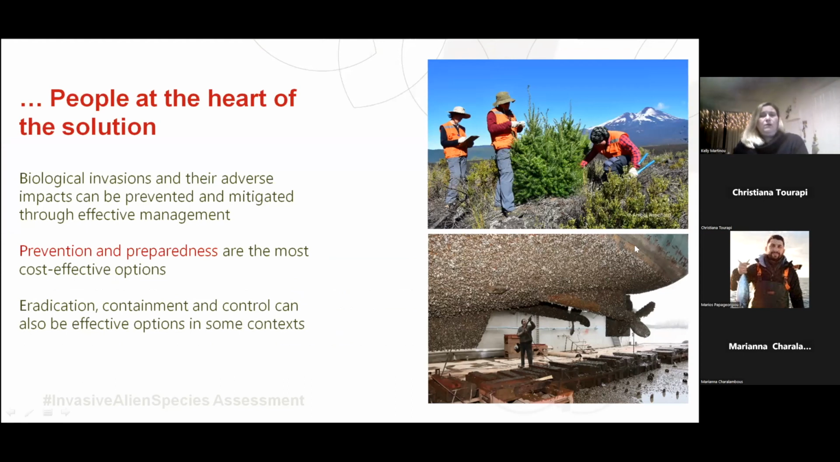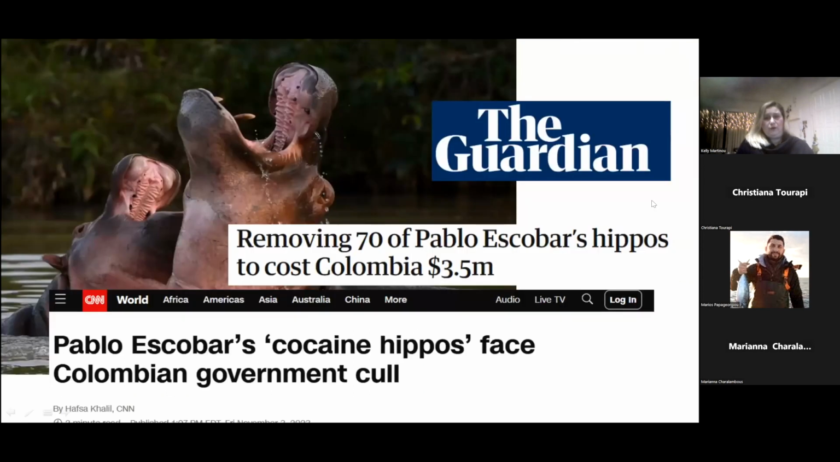So the best way to get rid of invasive alien species is not to let them enter a new territory in the first place, and prevention and preparedness are the best way to tackle the problem of biological invasions and invasive alien species. And the positive message is that people are at the heart of the solution. So we can do something about them much more easily, perhaps, than we can do something about climate change. If we fail with prevention and we fail to be prepared, then we have to try eradication, containment, and control. And sometimes this can be cost effective, but most of the time it's not very cost effective.